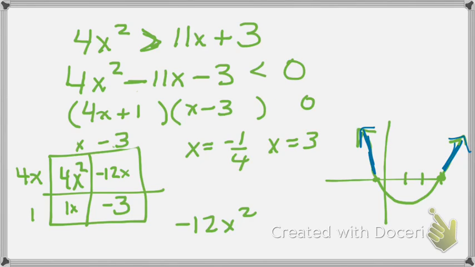Make it easier. If you change it to a less than, that means where's it below? It's below from -1/4 to 3. So it's below from here to here. Brackets? No brackets. Why no brackets? Because I have no equal sign, right? So it just goes from -1/4 all the way to 3, parentheses around both. And there's your answer. Does that make sense?